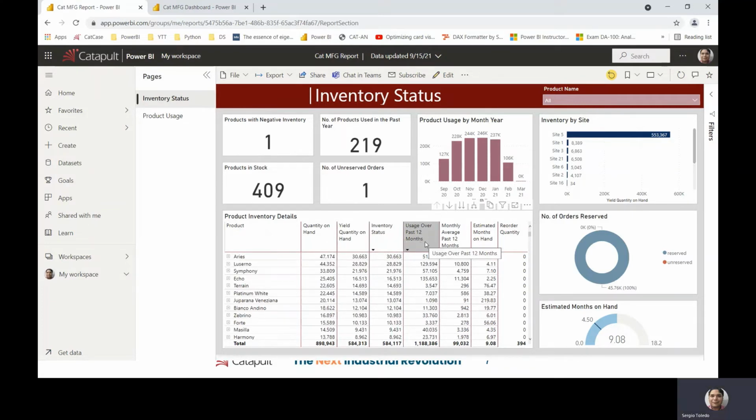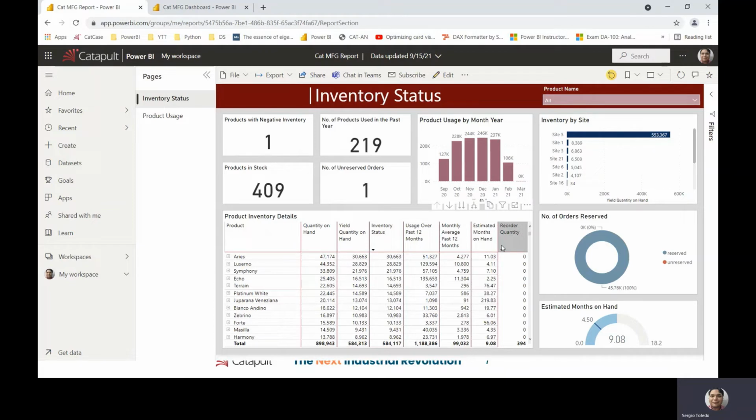So we also have usage over the past 12 months. So this is just how much of a product was used in the past year. We have a monthly average for the past 12 months. So Aries was used a total of 51,327 square feet in the past year. And the average for those months is at 4,000. We also have the estimated months on hand, which is again the KPI being used in this gauge. Although this gauge, again, is the aggregate for all the values, which is why you see here the total matches up. And in the table, it just helps us see product by product comparison for these values.